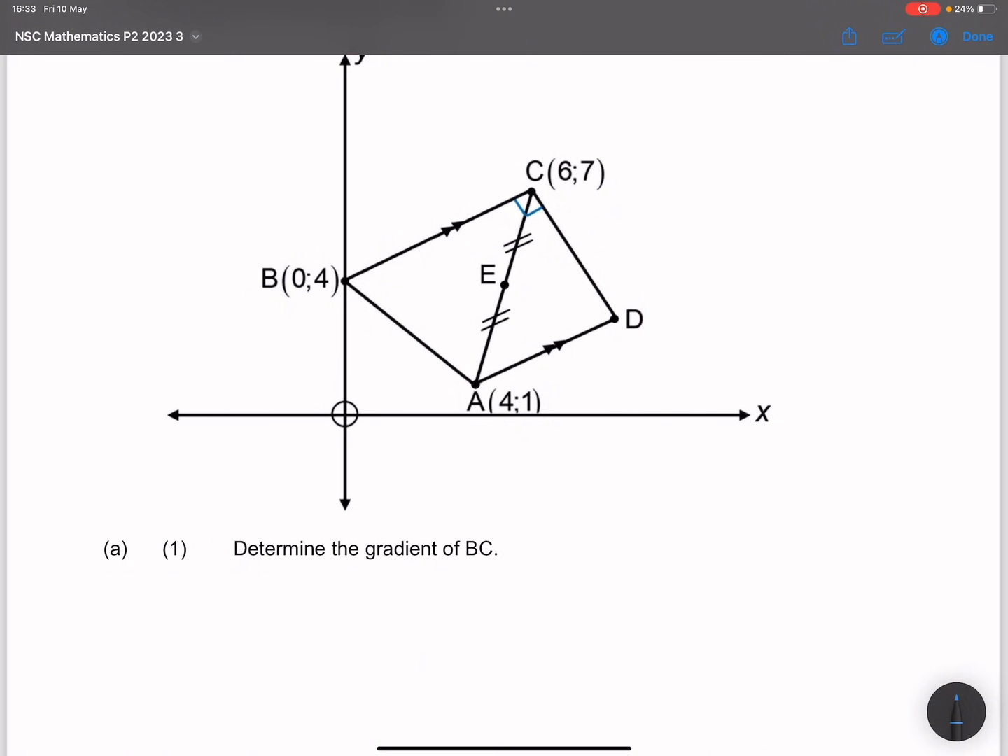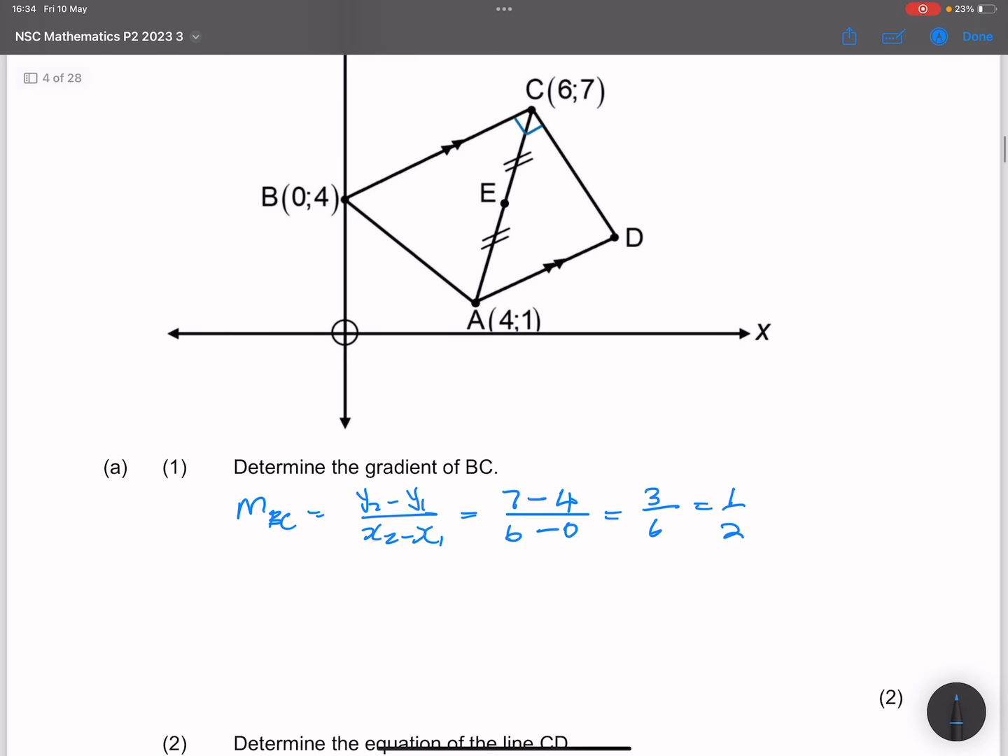Now if we look at BC, the gradient of the line BC would be equal to y2 minus y1 divided by x2 minus x1. I'll take the values of C as my second point. So this is 7 minus 4 divided by 6 minus 0. So 7 minus 4 gives us 3, and 6 minus 0 gives us 6, and so our value becomes 1 over 2. All right, so that is the gradient for BC.